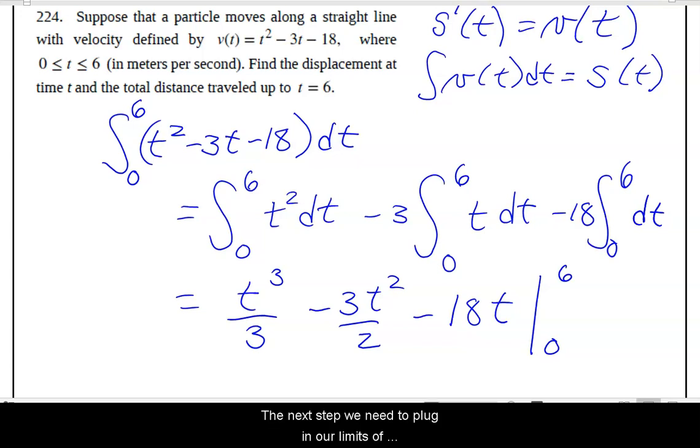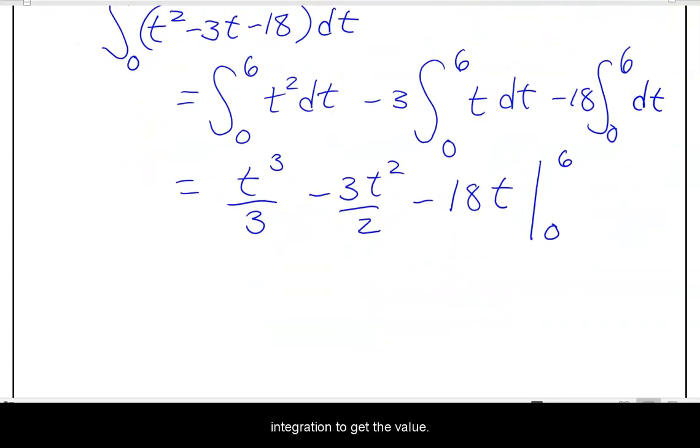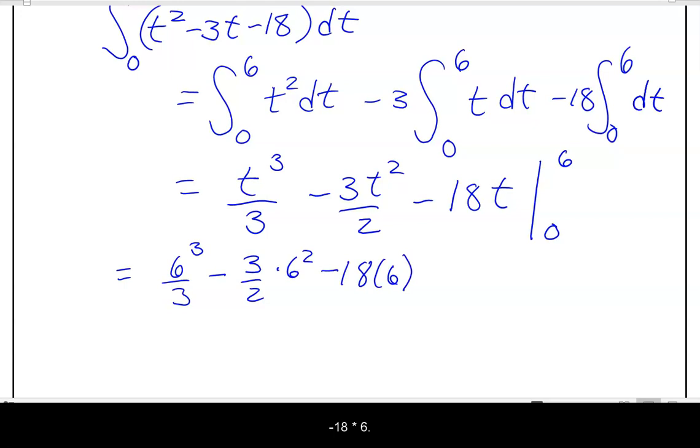In the next step, we need to plug in our limits of integration to get the values. This would give me, plugging in the 6 first, 6 cubed over 3 minus 3 halves times 6 squared minus 18 times 6.